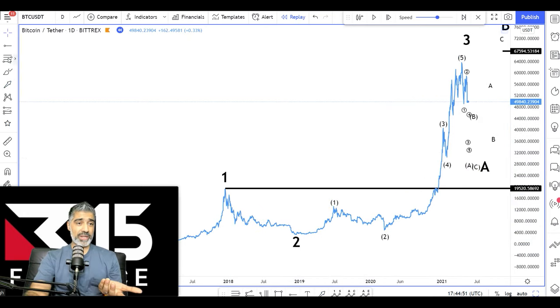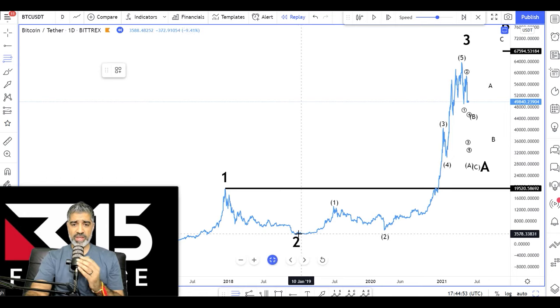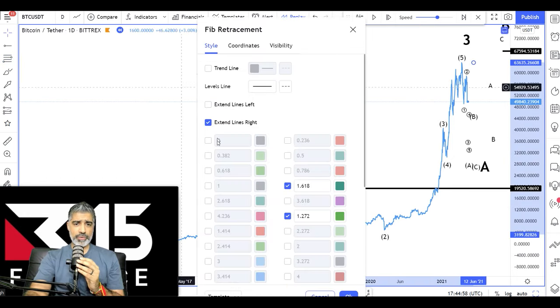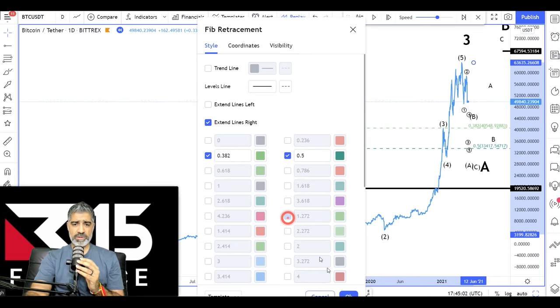All I did simply was I measured this wave 3. If we just measure this low to this high, the two ratios that we really want are 38 to 50%, and it's right in this zone.